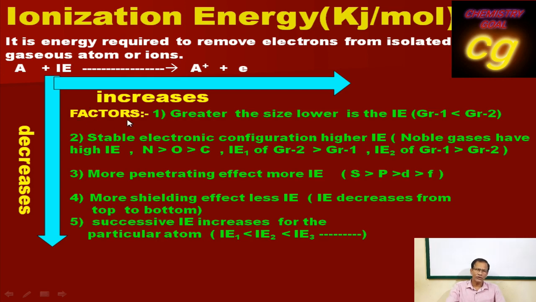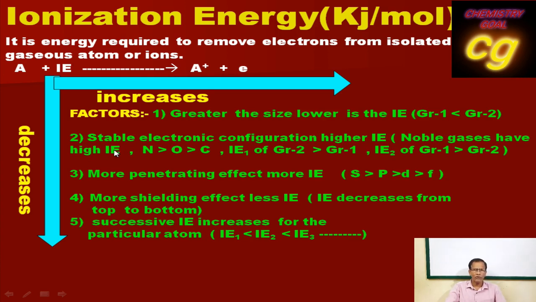So what are the factors affecting ionization energy? First, the greater the size, the lower the ionization energy. Very important to remember, when size increases, ionization energy decreases because attraction between nucleus and electron decreases. For example, group 1 has lower ionization energy than group 2 because group 1 has larger size compared to group 2. This is the logical answer.